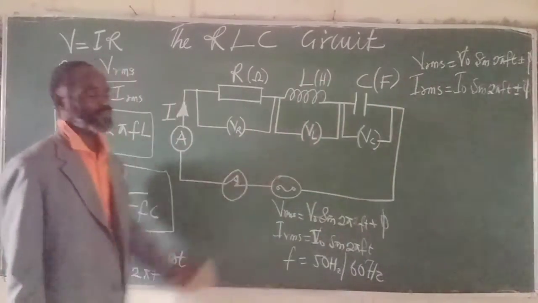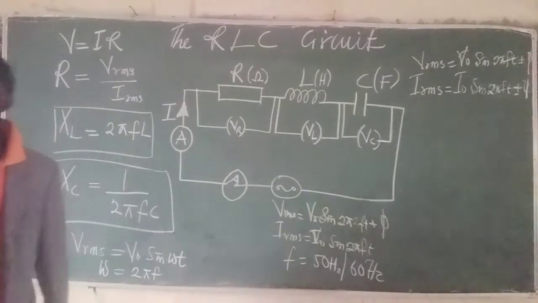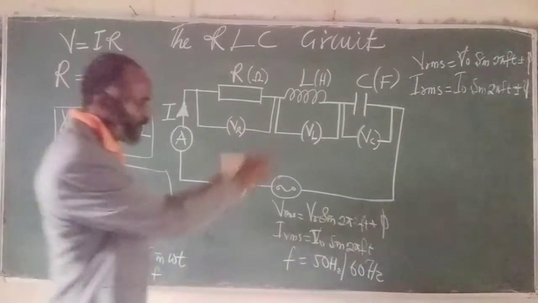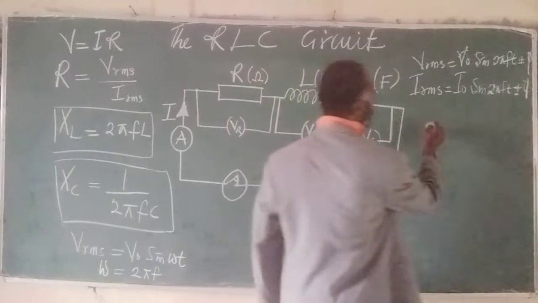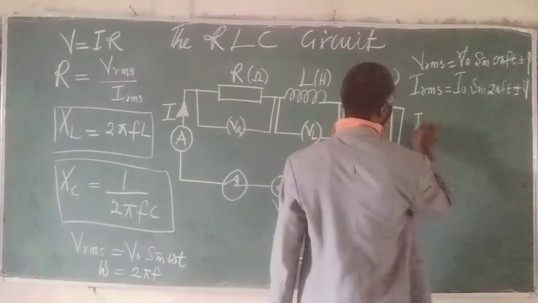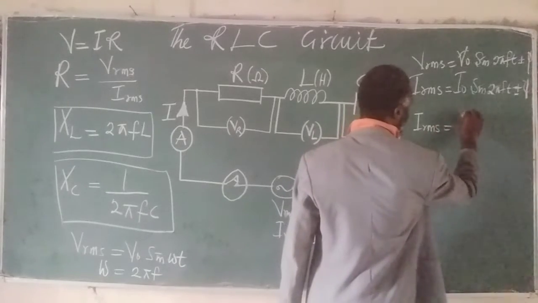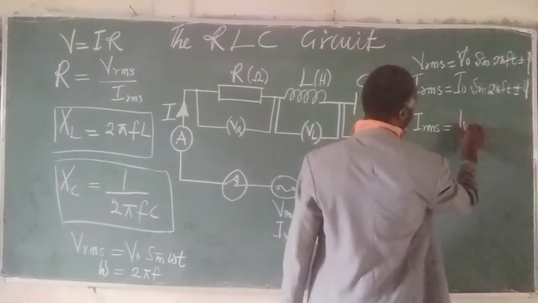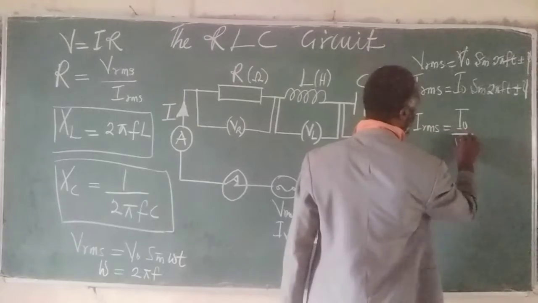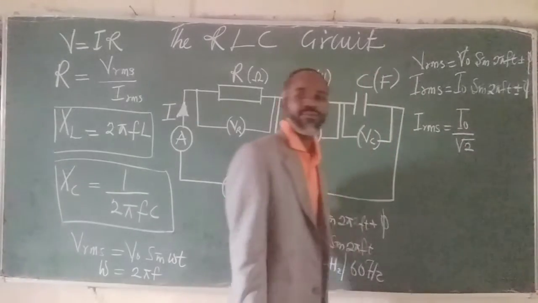So that is it. Okay? Now we have another one. If that is given, we can still have root mean square current. I_RMS is equal to I naught all over root 2.